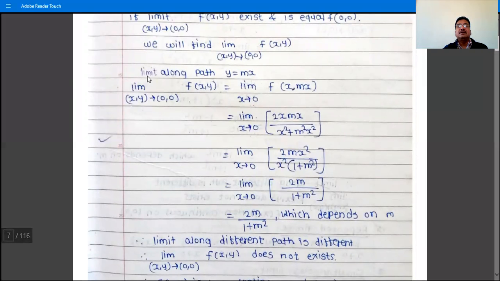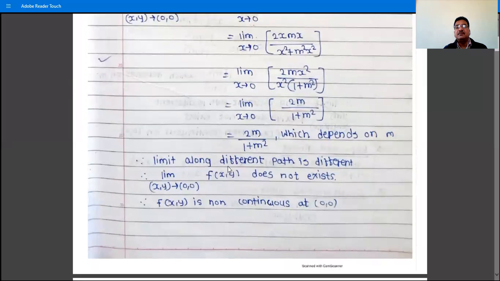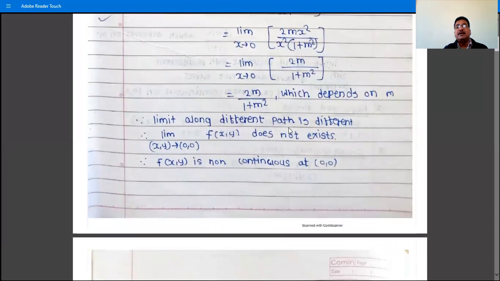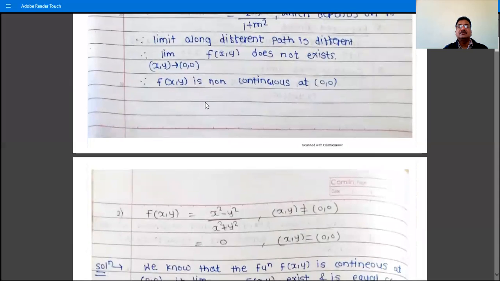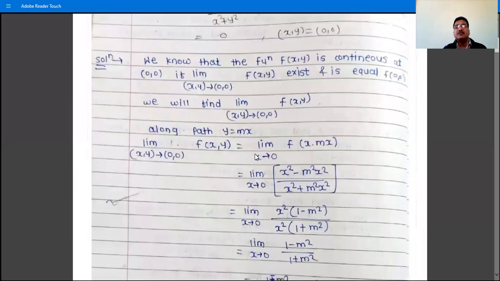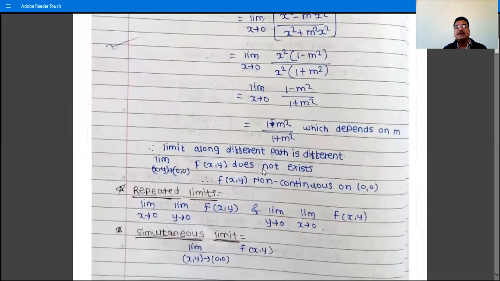Limit does not exist. Take path y equals mx. We will find the limit along path y equals mx, which depends on m, and therefore the limit along different paths is different. That is, if we change m, then we have a different answer. That's why we say that the limit along different paths is different. If this answer is constant or does not depend on m, then we cannot say that the limit along different paths is different. So the limit of f(x,y) as (x,y) tends to (0,0) does not exist, and therefore f(x,y) is discontinuous at (0,0). Similar example: take y equals mx, and then the limits depend on m.